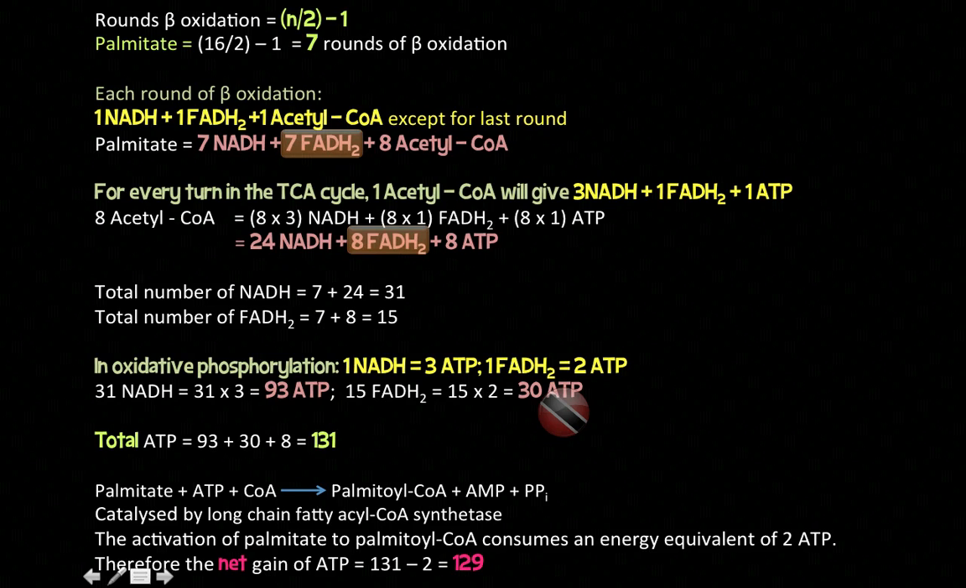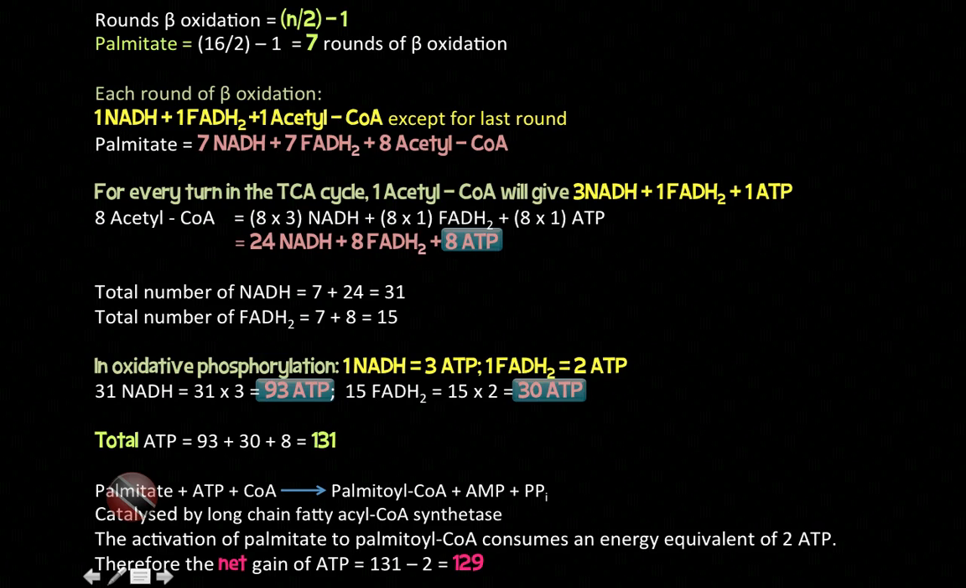Now remember we also had some ATP coming directly from the TCA cycle, so we sum that up. So the 8 plus the 93 plus the 30, we get a total amount of ATP as 131. But that's not the final answer. The final answer is the net gain. So we have to consider that we used 2 ATP to activate the palmitate to palmitoyl-CoA. So we give the equation: palmitate plus ATP plus CoA to give you palmitoyl-CoA plus AMP plus PPi.